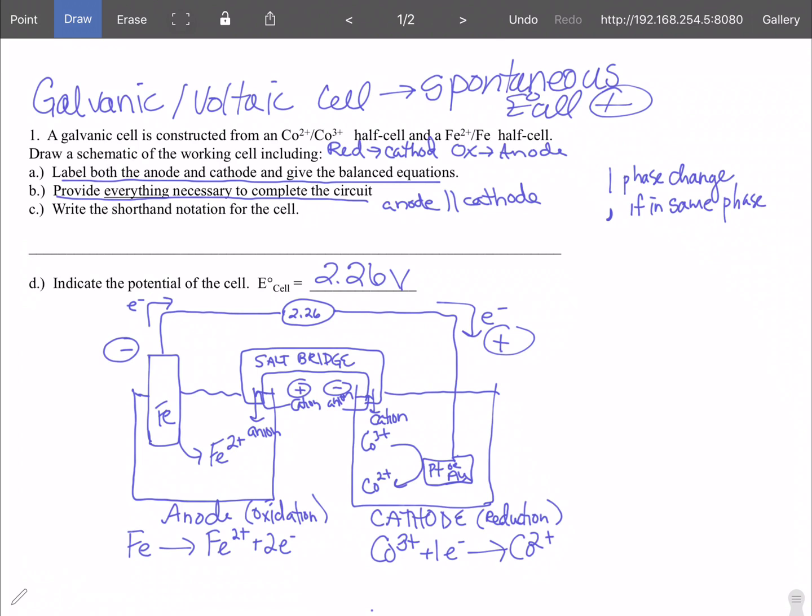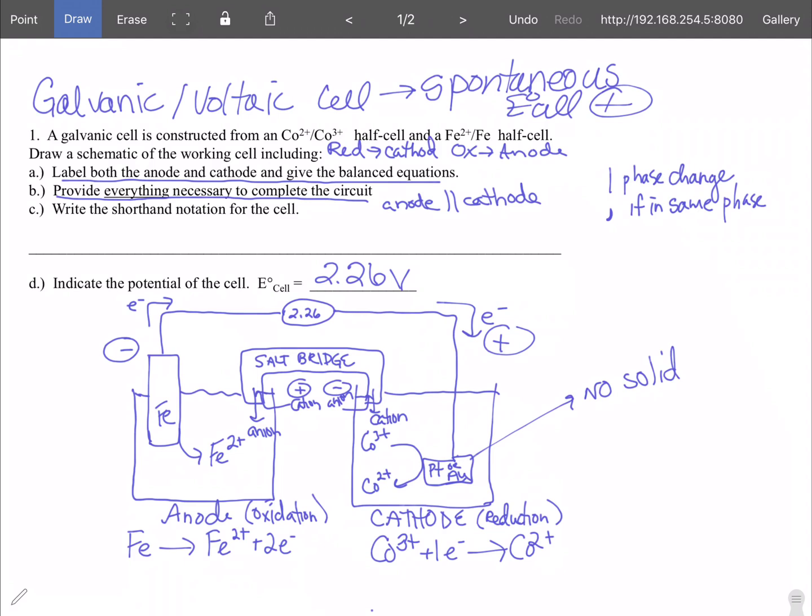Now, remember, the platinum flag was important. This has to be used when you have no solid. So if you're putting in a, if I could spell, life would be a whole lot easier. If you have a gas or 2 aqueous species, then you have to put in your flag. And we use platinum or gold again because they're inert.